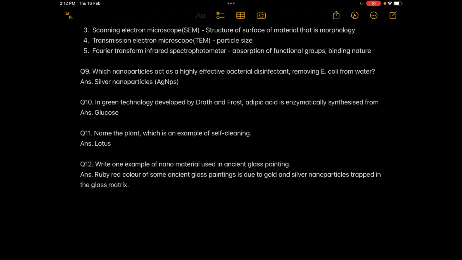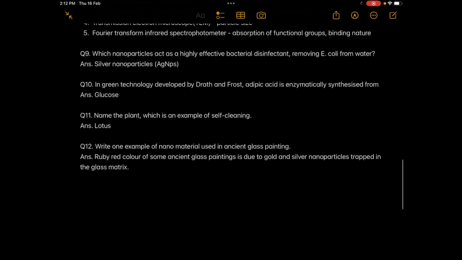Name the plant which is an example of self-cleaning. Or this question can also be framed as name the plant which can be used as an example in self-cleaning windows. So we can have the answer as lotus. The last question. Write one example of nanomaterial used in ancient glass painting. So here we have the ruby red color in some of the glass paintings. This is because of the gold and the silver nanoparticles which are getting trapped inside the glass matrix.